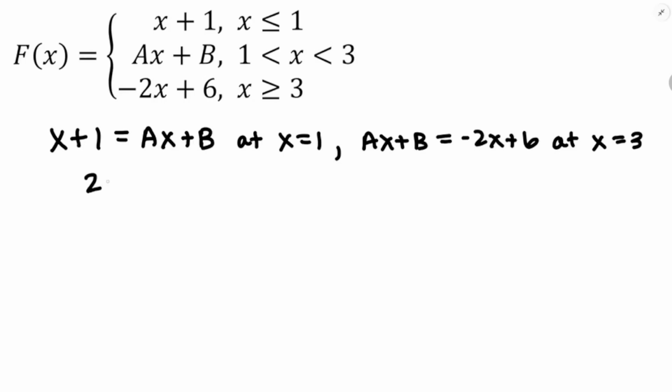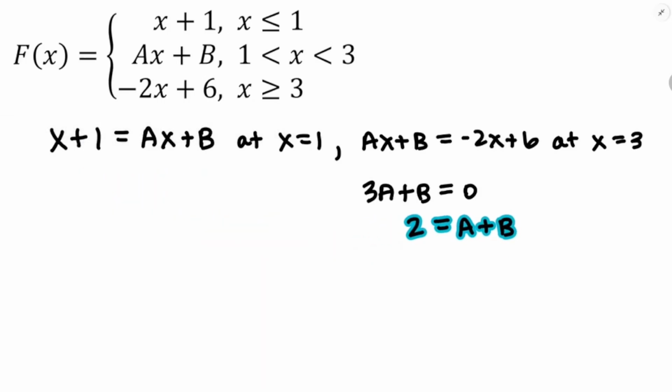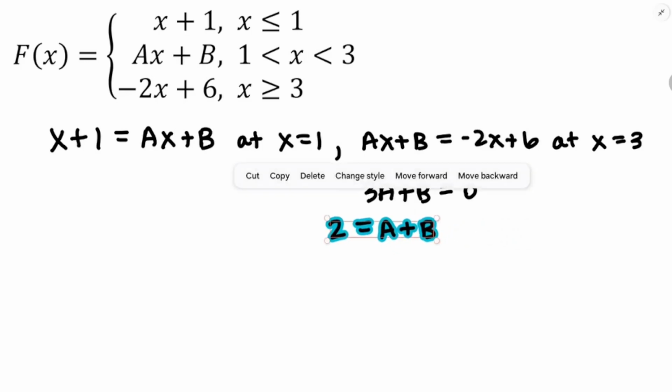Plug that in: 1 plus 1 equals a times 1 plus b, and at x equals 3, 3a plus b equals negative 2 times 3, negative 6 plus 6, which is 0. Now, 2 equals a plus b, and 3a plus b equals 0. I'm going to want to do elimination on this. So I'm going to take this one and bring it over. Get rid of that. Say it's equal to 2.